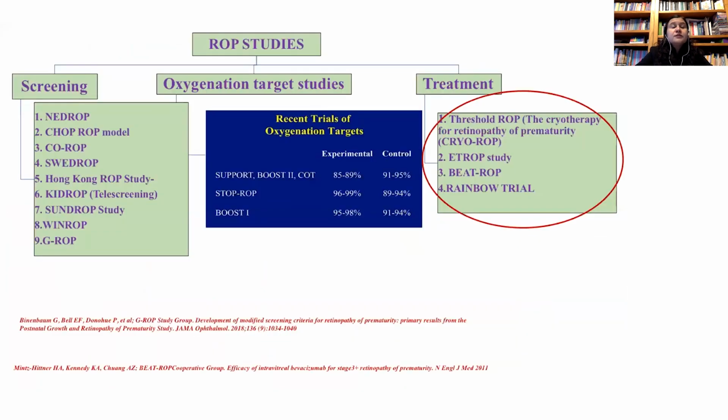There are various studies on screening of ROP based on different algorithms in different countries. Until now, GROP shows the maximum sensitivity and specificity for detection of ROP. There are various oxygenation target studies to set an oxygenation target for ROP babies, and there are various landmark treatment studies such as CRYO-ROP, ET-ROP, BEAT-ROP, and the RAIN and BEAT trials. We will focus mainly on these studies and myopia related to them.